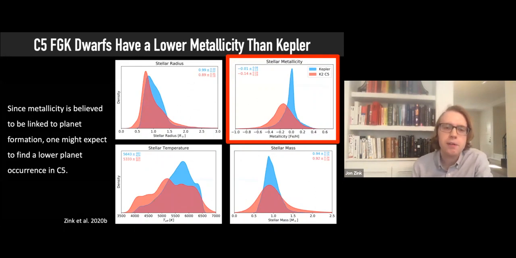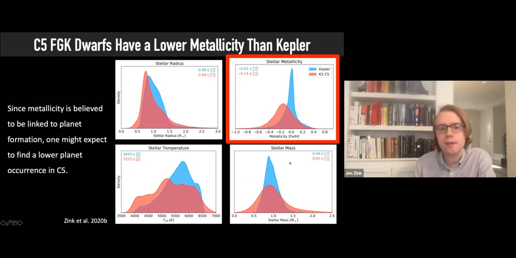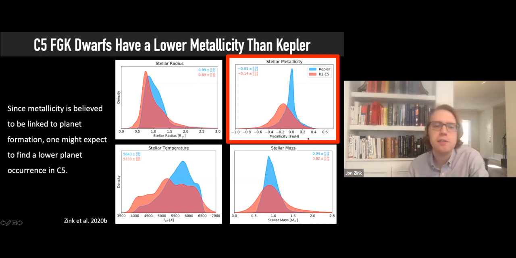When we compare our K2 C5 sample with the Kepler sample, you'll see that the stellar radii are similar, temperature is relatively similar, and mass is somewhat similar. The one big thing that's different is the metallicity. In our K2 sample, we have a slightly lower metallicity than the Kepler sample. Naively, before we went into this, we thought that based on this fact alone, this one field in K2 might have a slightly lower planet occurrence, because we think metallicity is linked to planet formation.